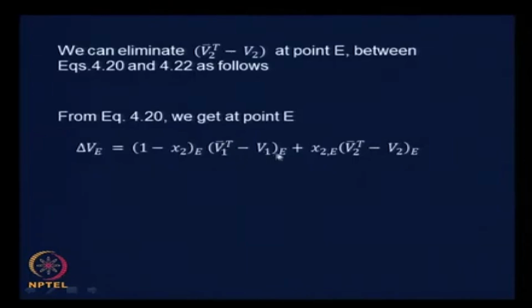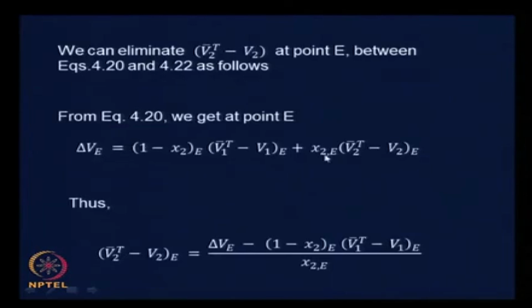minus V1 at the point E, V1 T hash minus V1 at the point E, plus x2 at the point E into V2 T hash minus V2 at the point E. Therefore, V2 T hash minus V2 at the point E, which we are trying to eliminate, we had used equation 420 to eliminate this. We could write this in terms of the other variables by transposing delta VE minus, take this to the other side, 1 minus x2 at E, V1 T hash minus V1 at E, and there is an x2 factor here, therefore divided by x2 E.